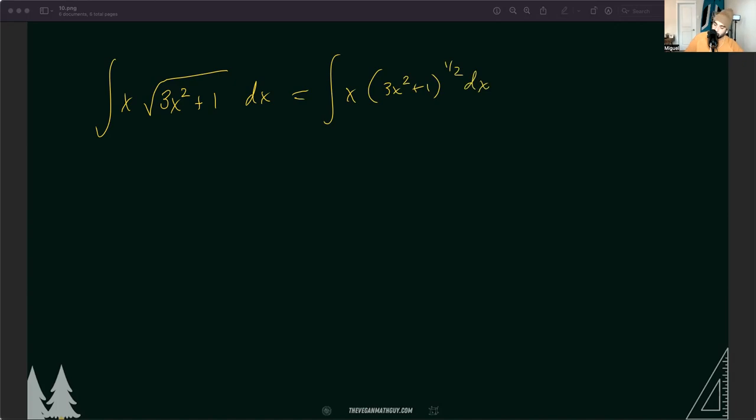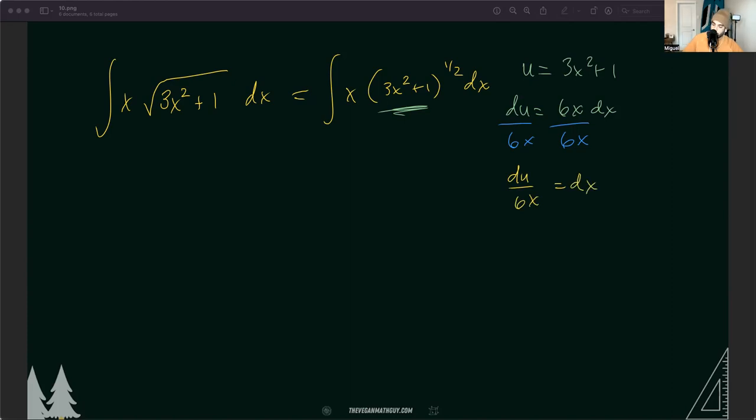And check this out. We're going to make this inside value our u. So u is equal to 3x squared plus 1. And du is equal to 6x dx. That's real nice. And so now we can go ahead and divide the 6x to the other side. And we have that du over 6x is equal to dx.